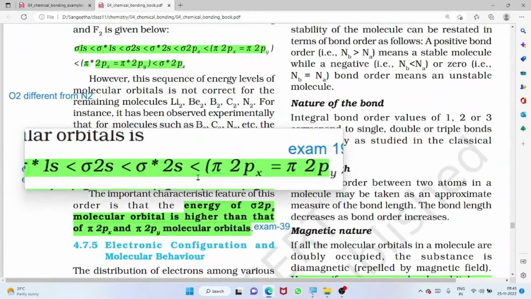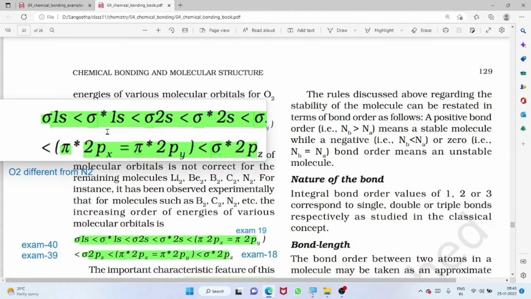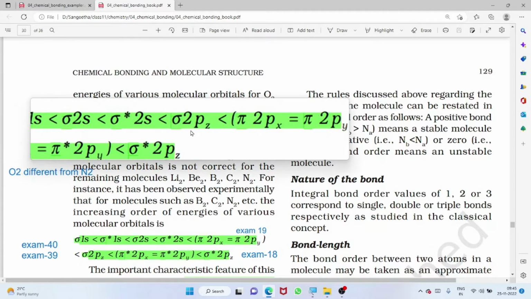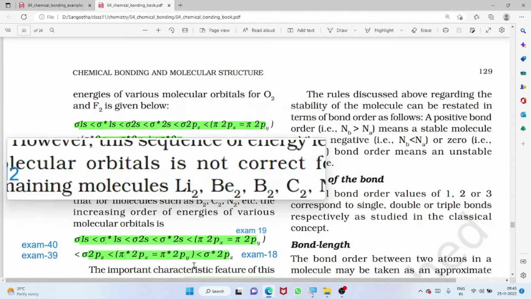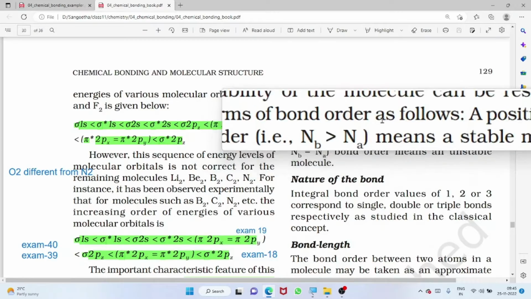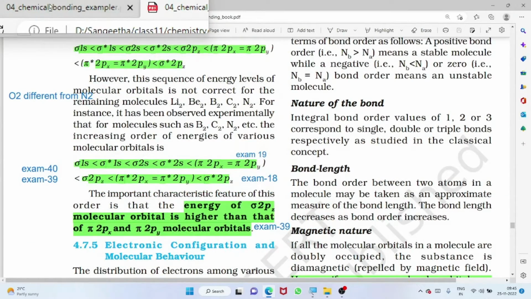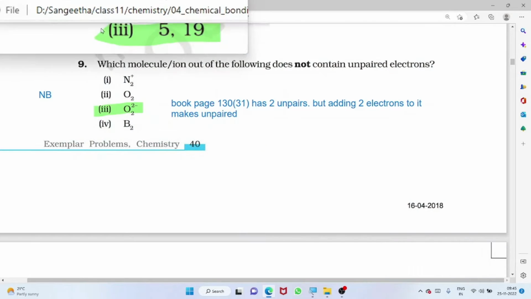See here, this is for the oxygen O2 molecule. This is the energy level order. But for nitrogen, carbon, boron, this is the energy level order. These two are different.